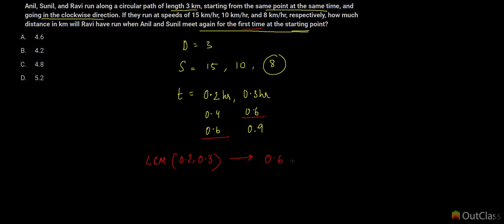So the question is basically what distance will Ravi run in those 0.6 hours. So that is simply speed into time. Speed is given as 8 and the time has been found to be 0.6. You multiply it, you'll get 4.8 kilometers.